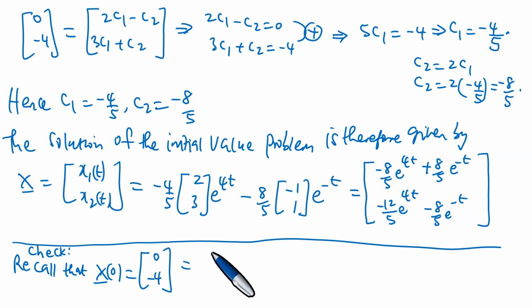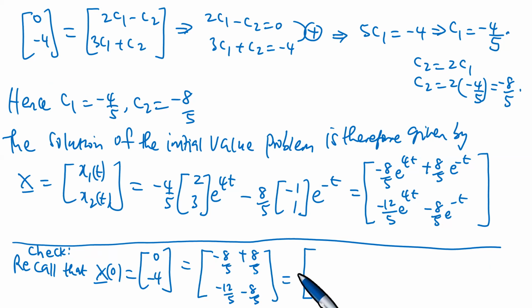So if you do the x0, then you're going to have minus 8 out of 5. Okay, if t is 0, then this is just 1 plus 8 over 5. If t is 0, it's e to the minus 0, 1. Okay, you come to the bottom, same. Minus 8 over 5. So if you have minus 8 plus 8, it becomes 0. This becomes minus 20 out of 5. What is minus 20 out of 5? It's minus 4. So indeed, we're getting that x0 is that. So this answer is correct.